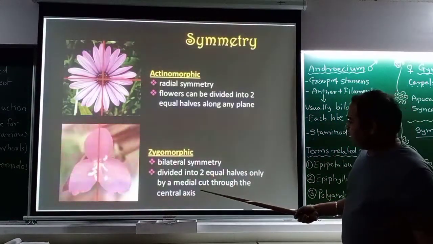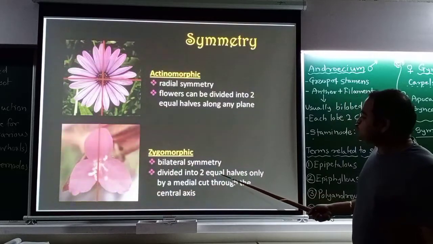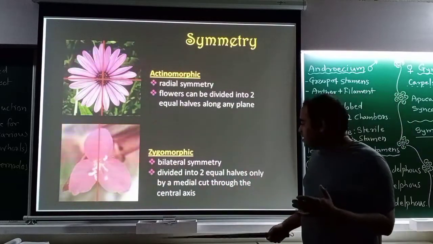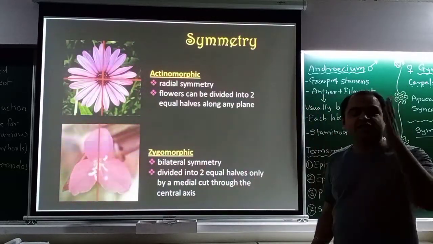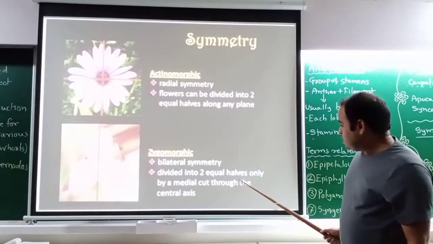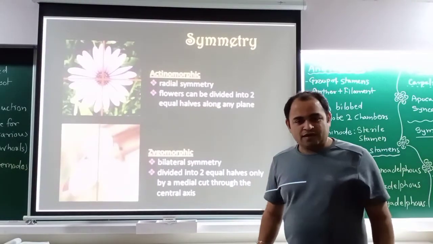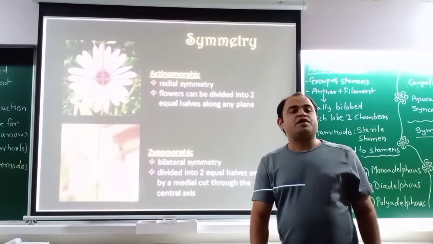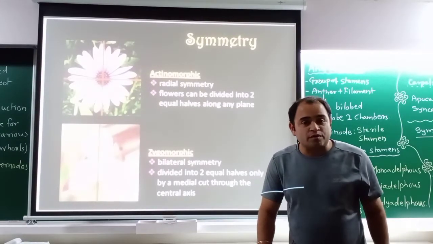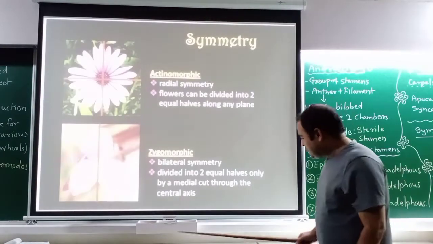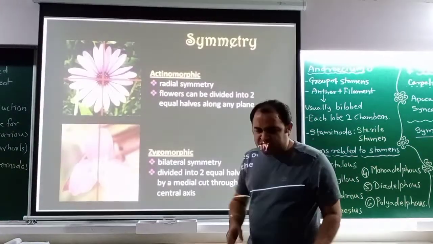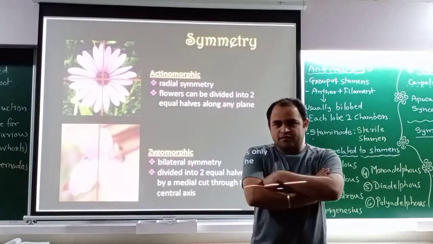It is the condition where the flower can be divided into two equal halves only by a medial cut which is passing through the center, through the central axis. So this particular condition you need to remember. I think we have done with this much part. Up to symmetry we have done.